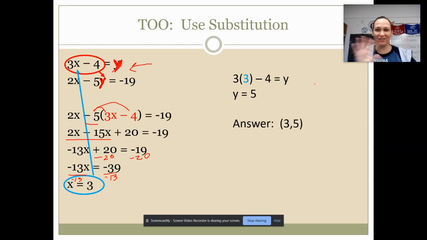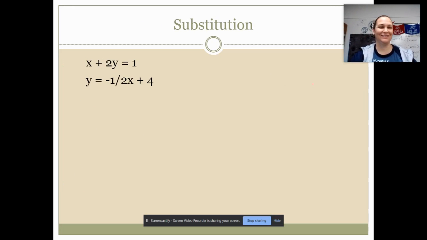Let's do one more just for good luck. In this problem, the letter that's by itself is the letter y in the second equation. So sometimes it's the first, sometimes it's the second, sometimes it's y, sometimes it's x, sometimes it's on the left, sometimes it's on the right. It doesn't matter as long as you find the letter that's all by itself. And so I'll be taking the second equation and plugging it into the y in the first equation. Don't forget your parentheses so that you remember to distribute.